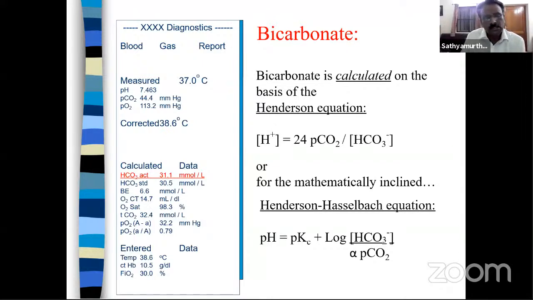Now, how does it calculate? It calculates from your Henderson-Hasselbalch equation, and you have your pH, you have your PCO2. Sorry, I don't have a pointer here. Anyway, it's here. Now you have your PCO2 measured, you have your pH, and by this it calculates your bicarbonate. That is how the machine actually calculates the actual bicarbonate. Now let us go to the next one.